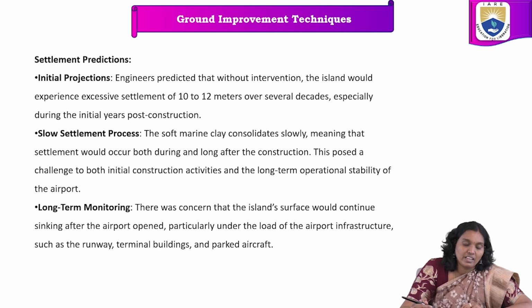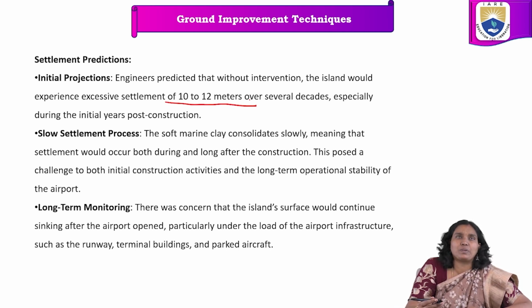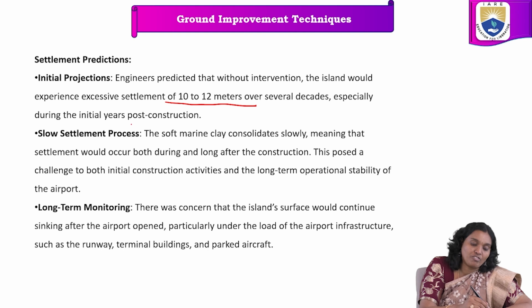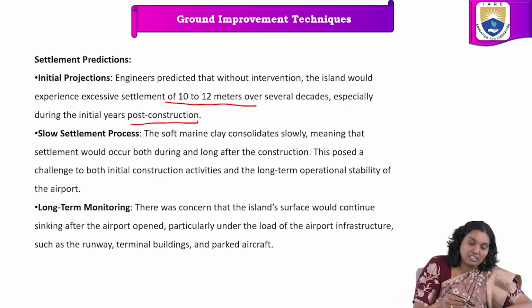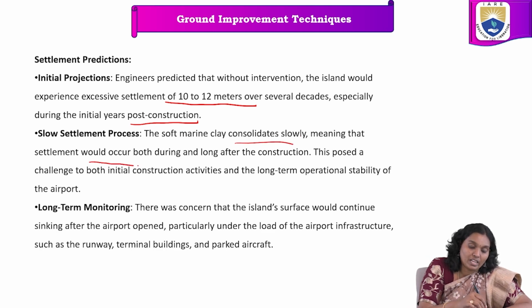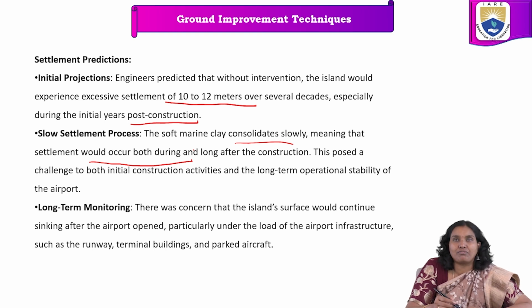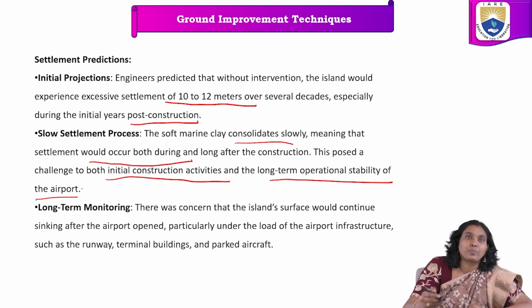Here, in the initial projections, engineers predicted that without intervention, the island would experience excessive settlement of 10 to 12 meters over several decades, especially during the initial years after construction. In the slow settlement process, the soft marine clay consolidated slowly, meaning that settlement would occur both during and long after construction. This posed a challenge to both initial construction activities and the long-term operational stability of the airport.